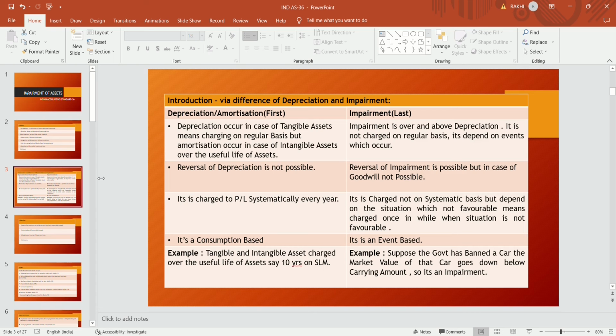But if the recoverable amount is more than the carrying amount, there is no such impairment. So no testing is required if the recoverable amount is more than the carrying amount. But if the recoverable amount is less than the carrying amount, then only impairment testing is to be done.